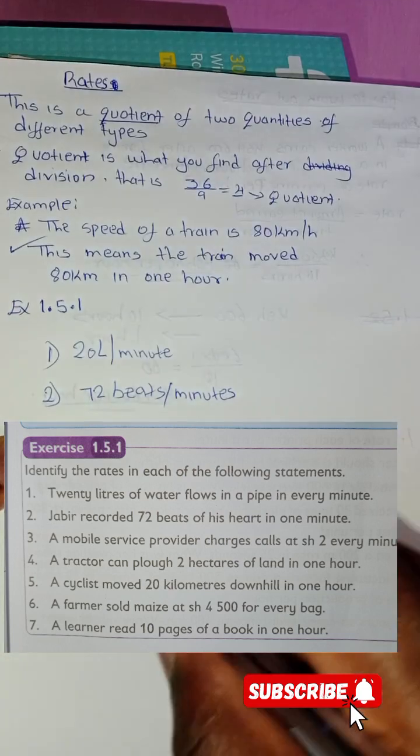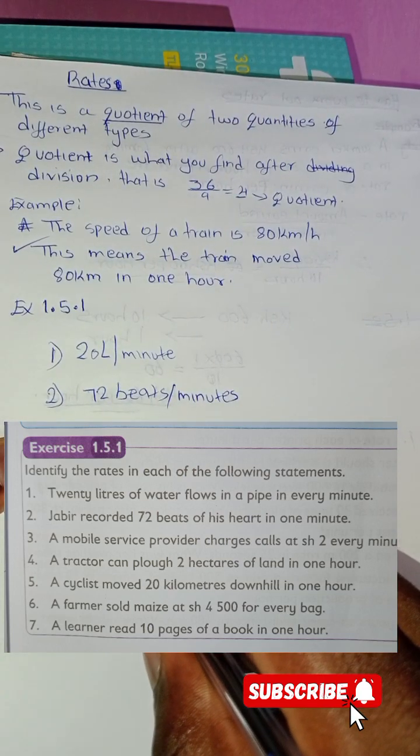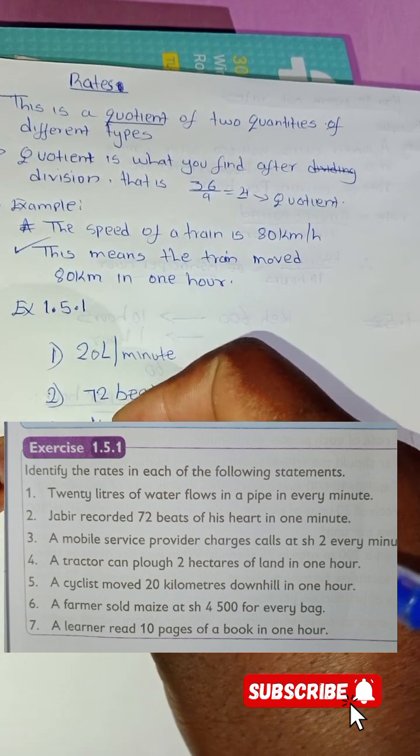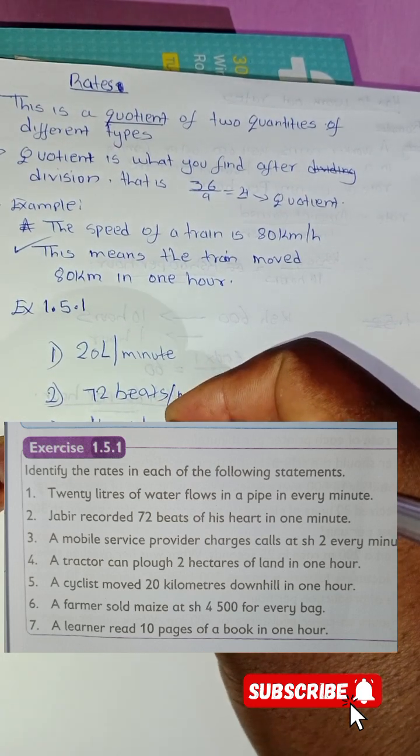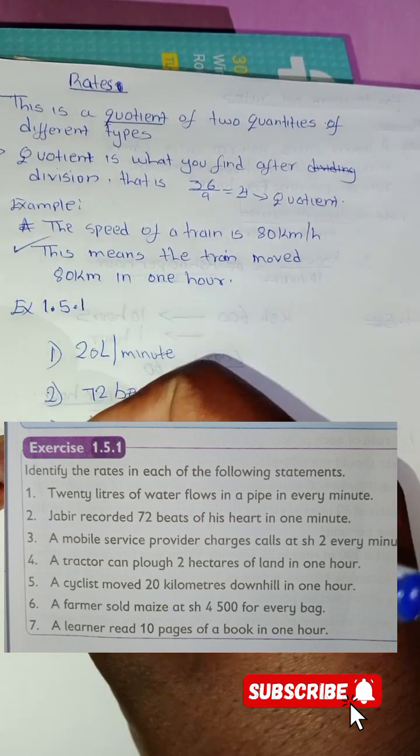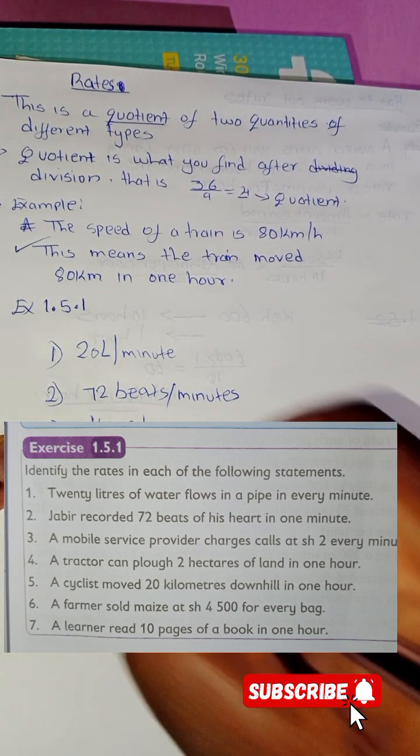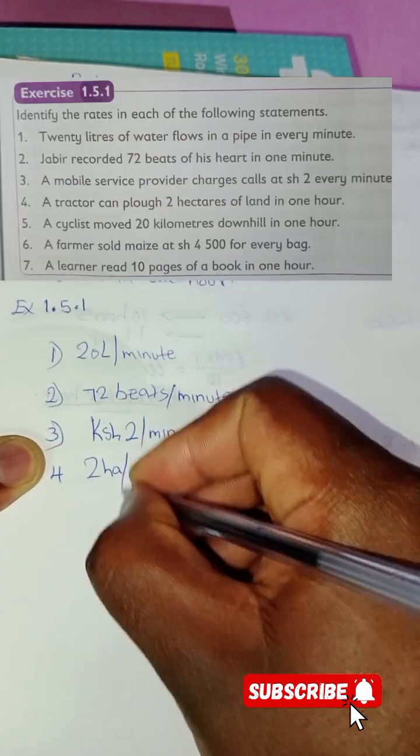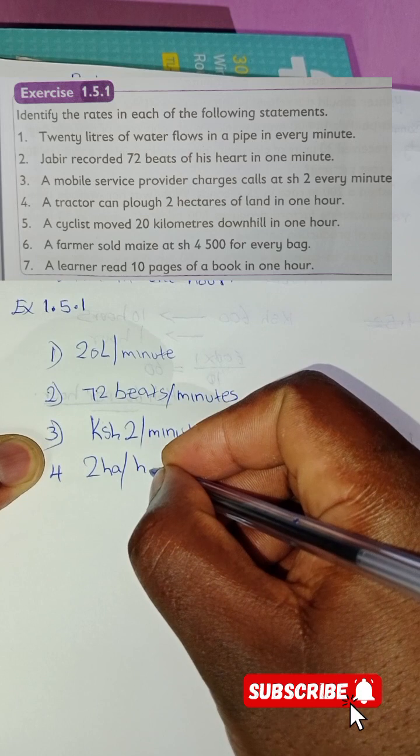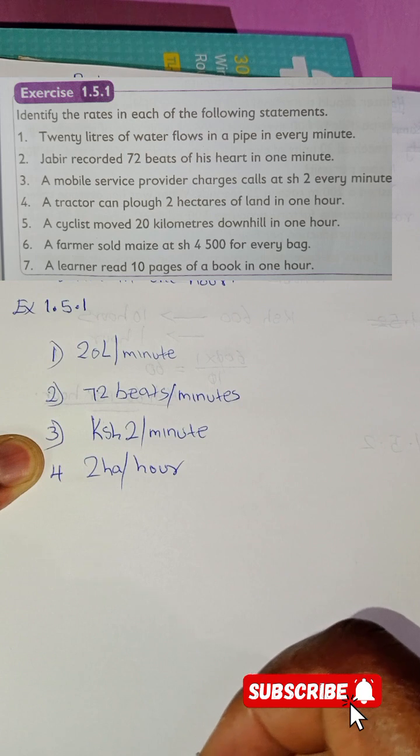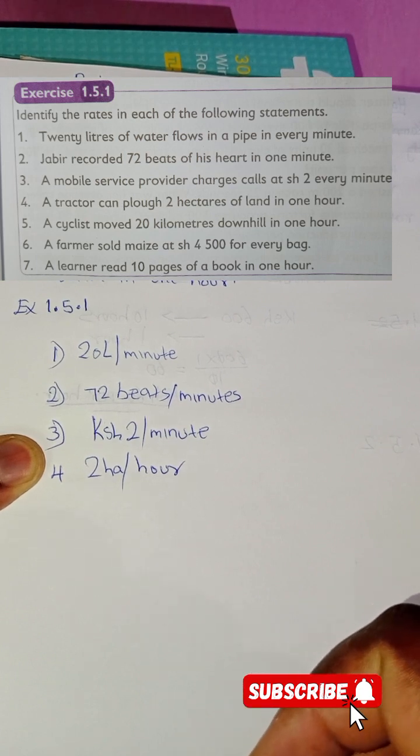Number three, a mobile service provider charges calls at shillings 2 every minute. So the rate is shillings 2 per minute. Number four, a tractor can plow 2 hectares of land in 1 hour. So the rate is 2 hectares per hour.